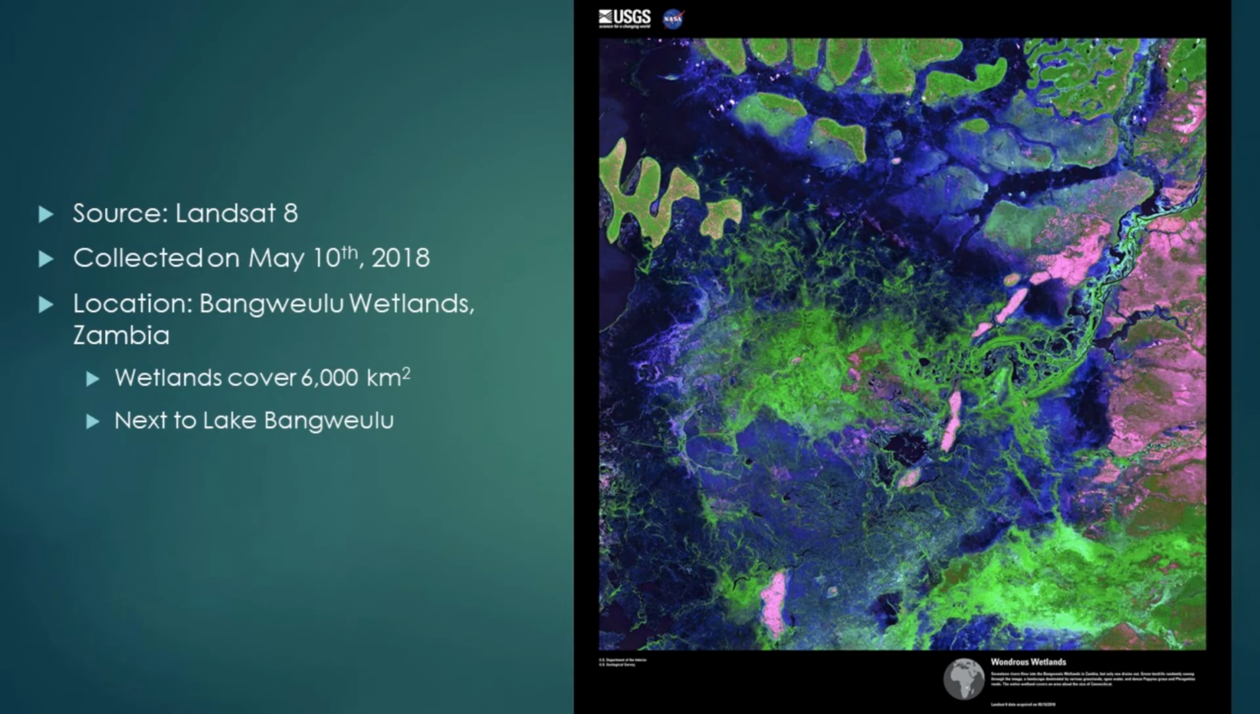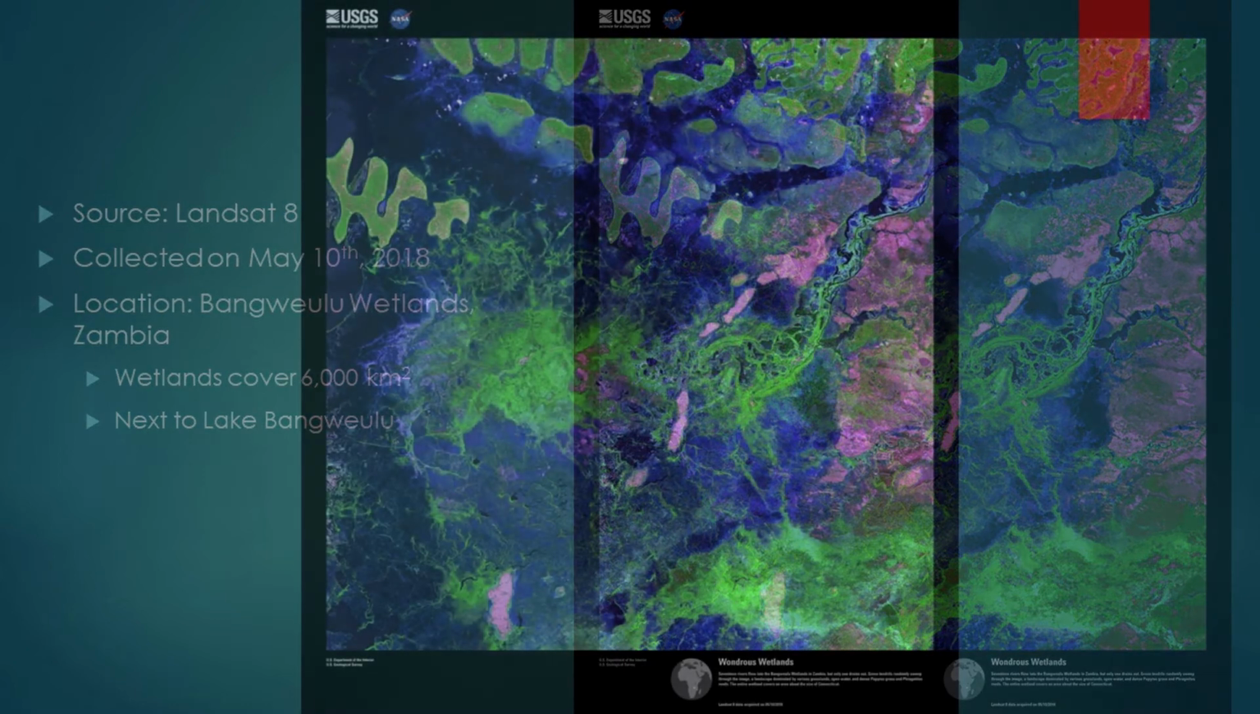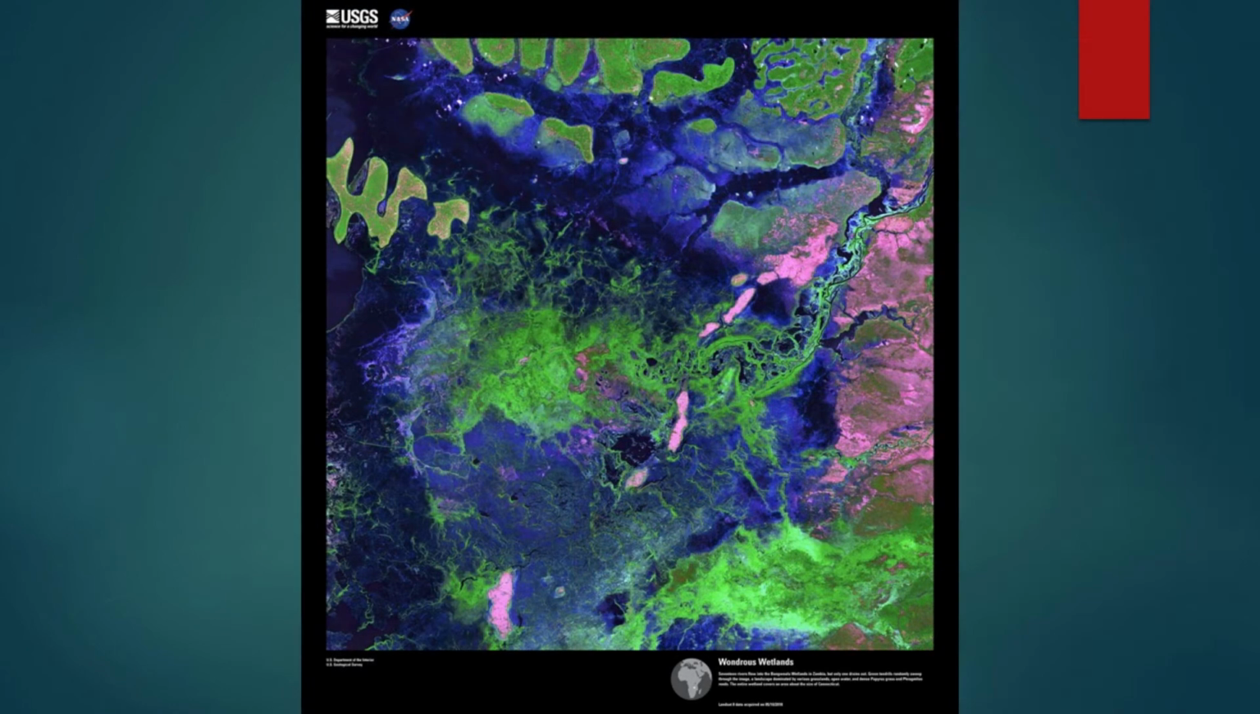We're looking at an overview of the Bangweulu wetlands in northeastern Zambia. This image was collected using Landsat 8, and it was acquired on May 10th, 2018. So these wetlands cover approximately 6,000 square kilometers, and the whole park that they're contained in is roughly the size of the state of Connecticut, which is huge.